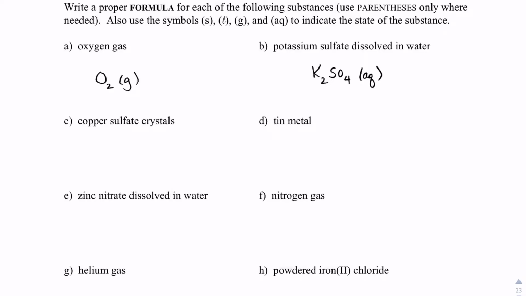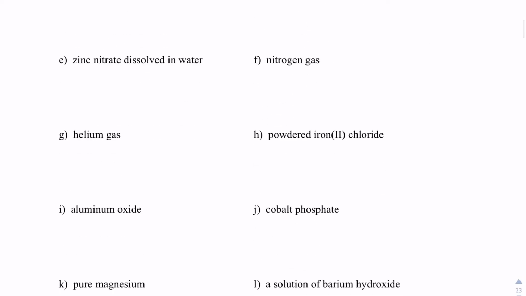For the following assignment, you'll need to write a proper formula for each of the substances as well as the state of matter, so the phase in which the substance is in. We're going to look at E, F, and G. Start with E. So we have zinc nitrate, which we will need to write a proper salt formula for.